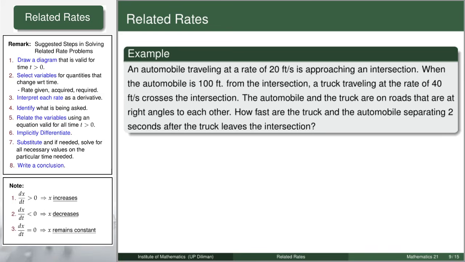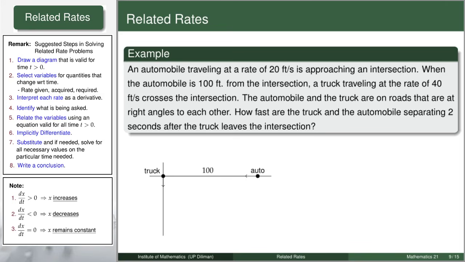If I were to describe this example, this is an example that really tempts a student to just write every single numerical value in your diagram. Now, this is a very dangerous item primarily because of step 1. Because clearly when you try to draw it, a standard drawing will look like this. You have a truck that is traveling at a rate of 40 feet from an intersection, and crosses the intersection, while the automobile is 100 feet from the intersection.